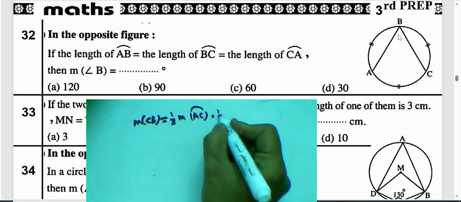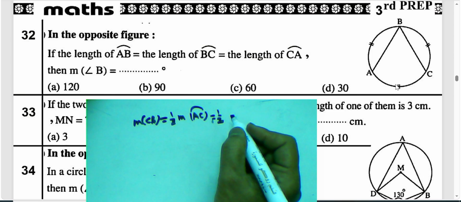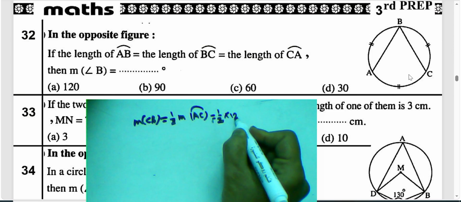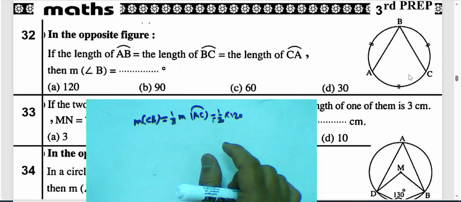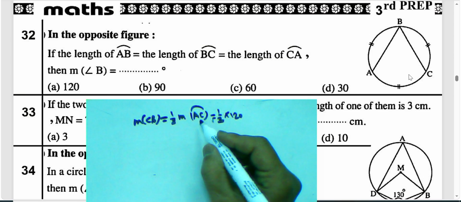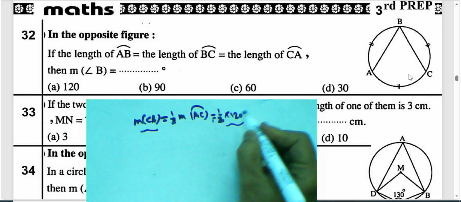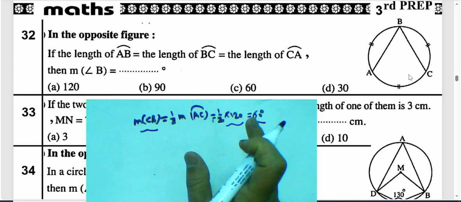We know the measure of arc AC here will be 360 divided by 3, which is 120. We can divide 360 by 3 parts, and the measure of each part equals 120. Then the measure of angle B is half of 120, which equals 60 degrees. The inscribed angle is half the measure of the opposite arc, so it will be 60 degrees.